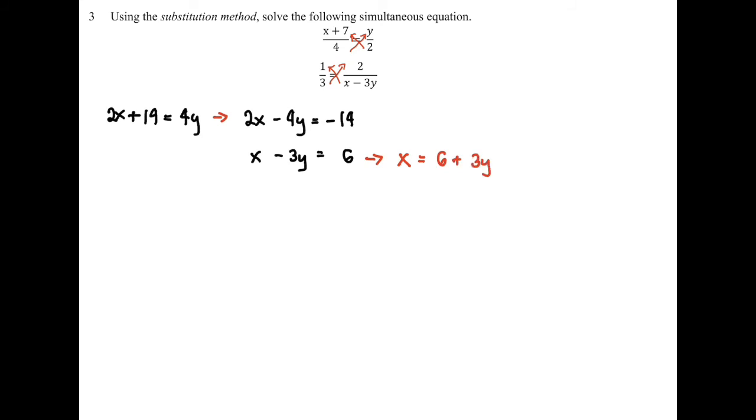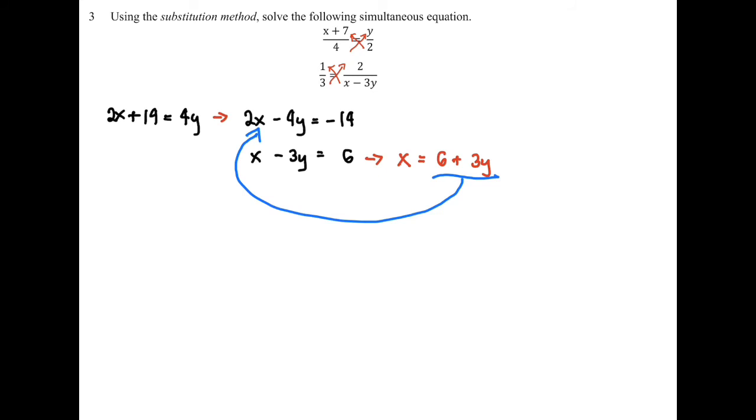So that's my second equation now. x is equal to 6 plus 3y. So I made it in terms of y, or making x the subject of my second equation. So what is next after this? After that, we should substitute this in place of x on the other equation.